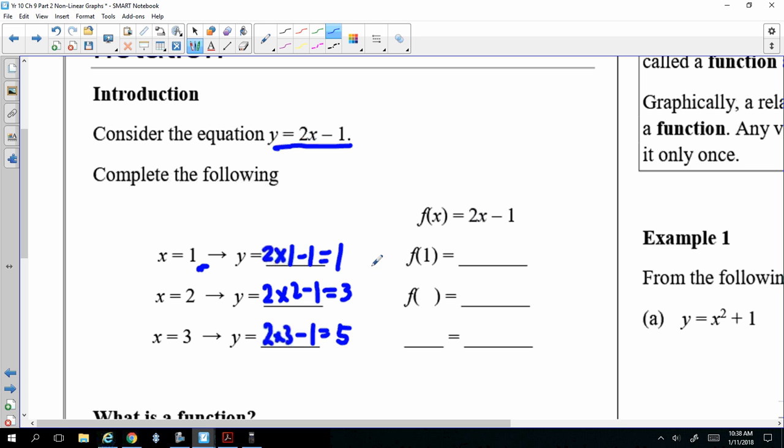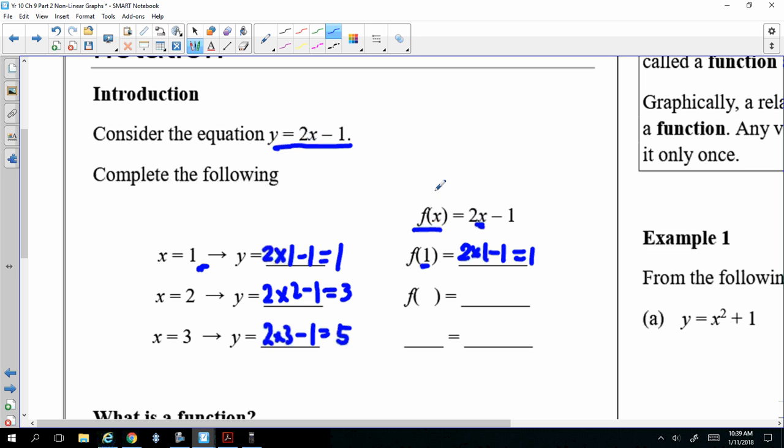Then we're going to introduce a new notation called f(x). So what does that mean? It means that if I replace the x by 1, I'm going to change the x here to 1. So write 2 times 1 minus 1, which is exactly the same thing, except that now the two values are connected. So instead of saying x equal to 1, y equal to 1 separately, I write them as one statement.